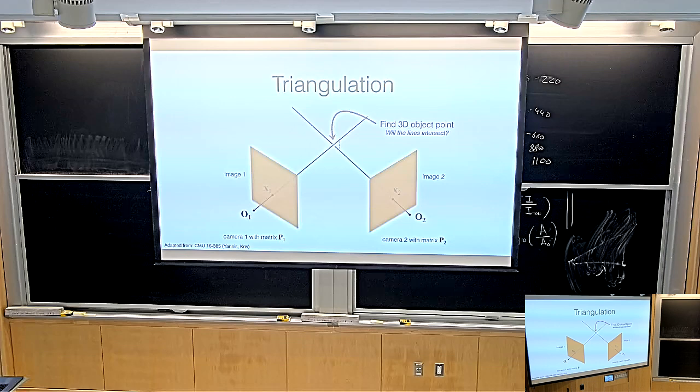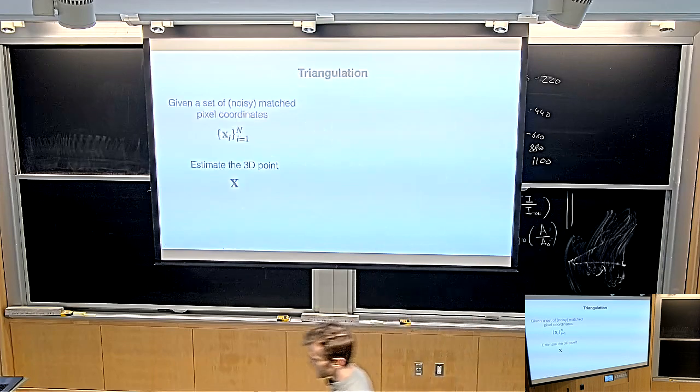So then we would be looking for the point along one of the lines that is closest to the other line. Or some other way, there's several ways of posing this optimization problem. So triangulation then becomes this problem. I give you a set of noisy matched pixel coordinates. This is general. It doesn't have to be 2 cameras. It could be 5 cameras. And you want to estimate the 3D point that they all look at.